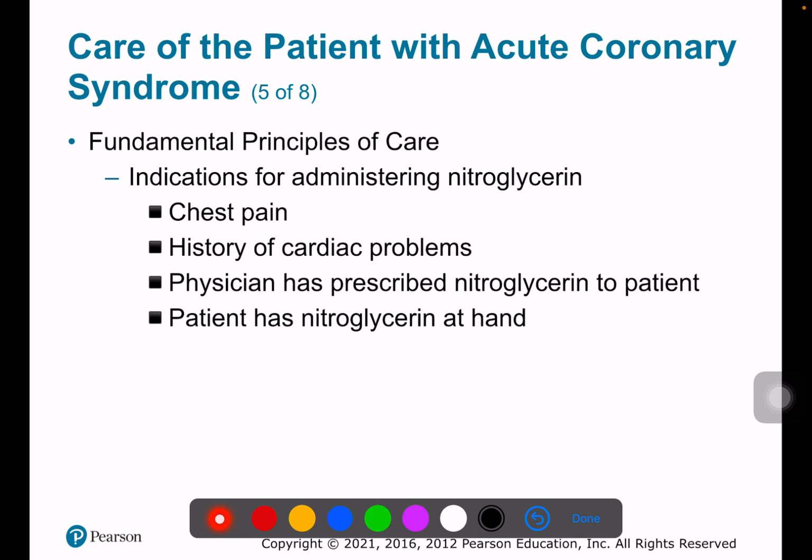Indications to administer nitroglycerin: chest pain, history of cardiac problems, a physician has prescribed it already, and the patient has nitroglycerin at hand. So that's at your discretion. Obviously, we don't carry nitro yet. We will when we're ALS, but we don't carry it. And the other side is, I don't like giving nitro possibly to an MI, which is myocardial infarction, because we don't know per se right-sided, left-sided, and so on. So it can cause issues. But if they have a history of it, they're prescribed it, they have it on hand, you technically can assist them with taking their own nitro.